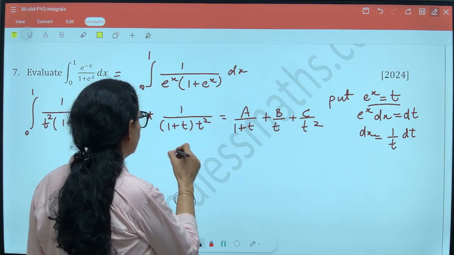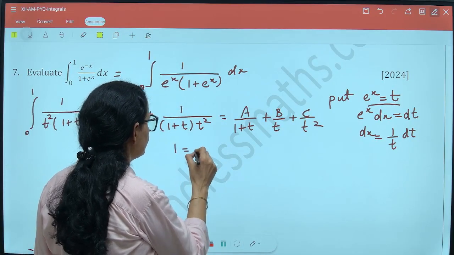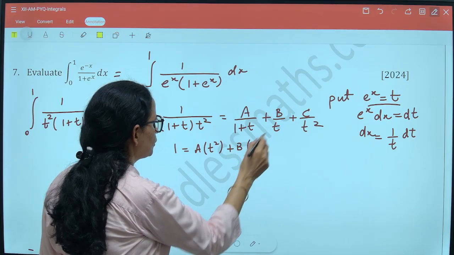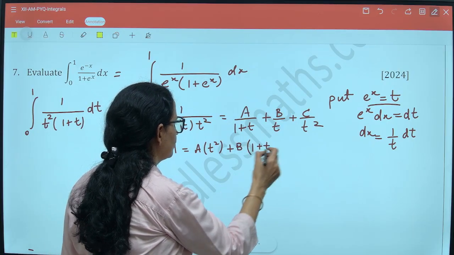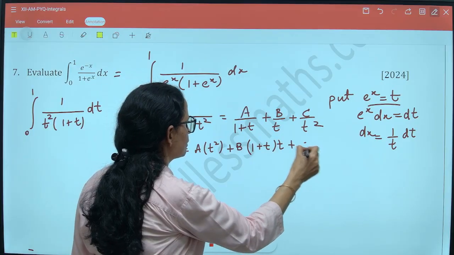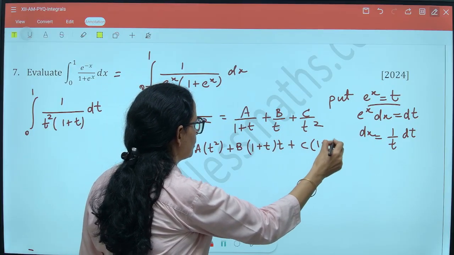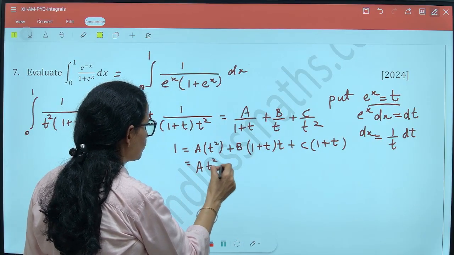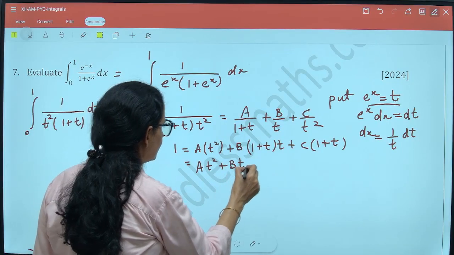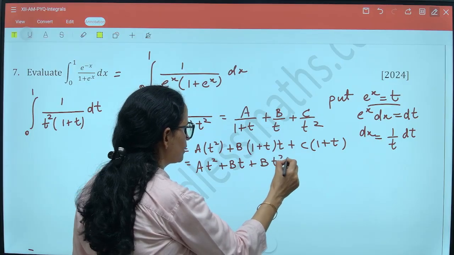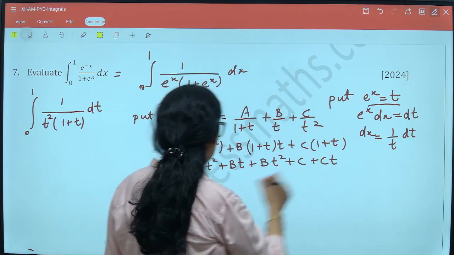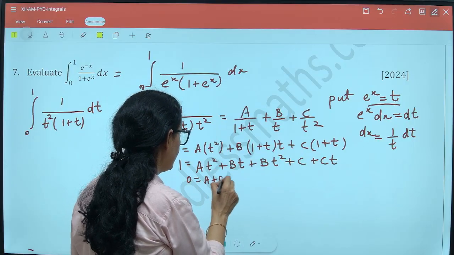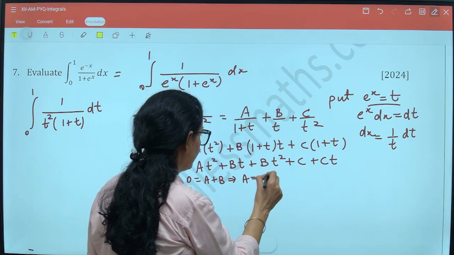Now let's equate the numerator. A into t square plus B into (1 plus t) into t plus C into (1 plus t), right? So just simplify it once. A t square plus B t plus B t square plus C t. Equate the coefficient of t square, which is 0. So 0 is equal to A plus B. That means A is equal to minus B.